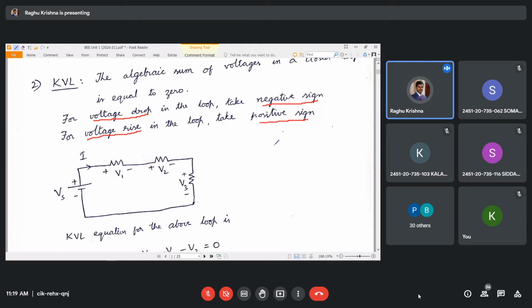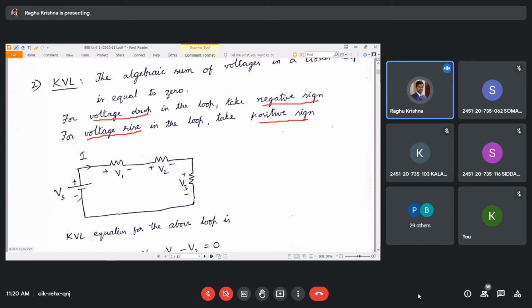Now let us see this loop. Vs is the voltage of the battery or the DC source. S stands for source, so Vs is the supply voltage or source voltage. You can see the positive terminal and negative terminal. You can take the example of a battery or a DC source which you have seen in the laboratory. For a DC source you have a positive terminal and a negative terminal. The large line indicates the positive terminal, the small line indicates the negative terminal.